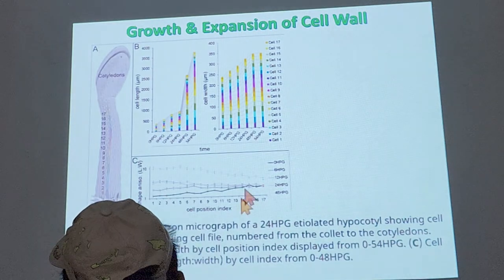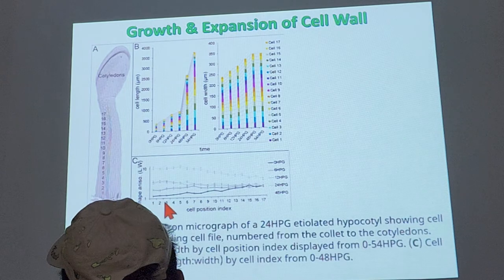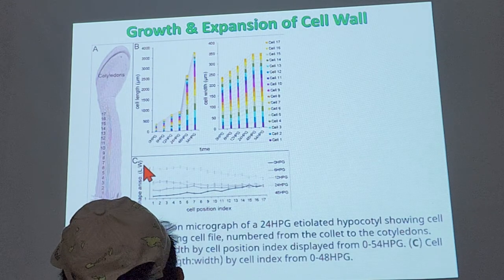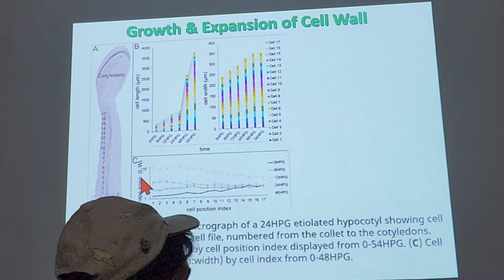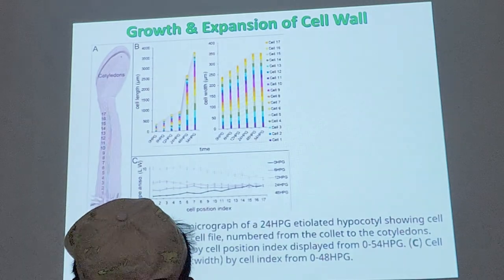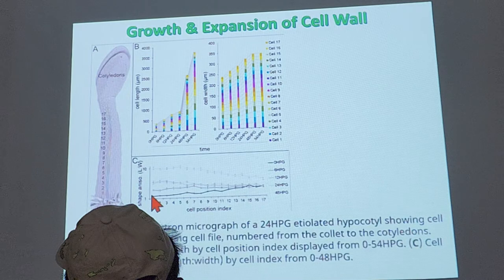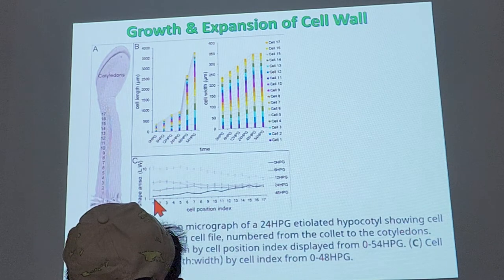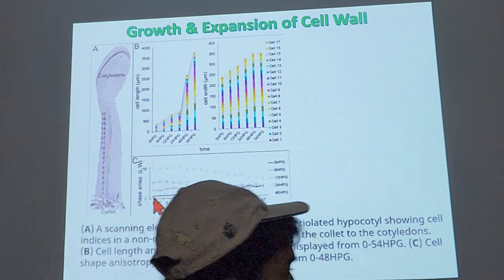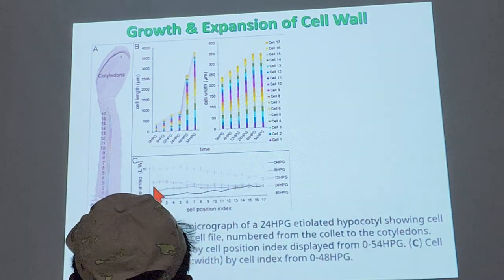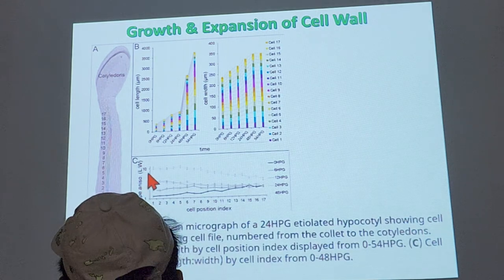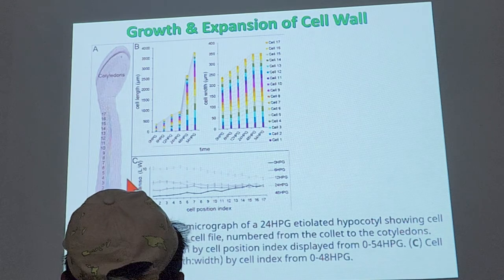And for this graph here, you can also see that this is the ratio between the length and the width. It is isotropic growth if the ratio is 1, okay? So you can see, for example, this one here at number one, which means cell number one, when you leave it for a few hours, all the way until 48 hours, it becomes more and more anisotropic. Approaching one, it is isotropic. It is basically a cube. But it elongates. As it elongates, that's why the anisotropy ratio becomes higher. All right?